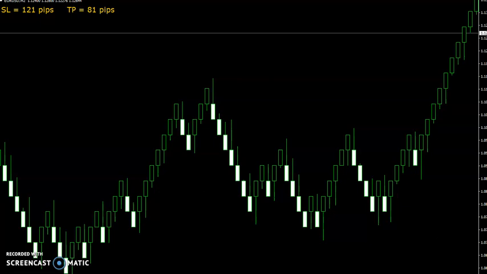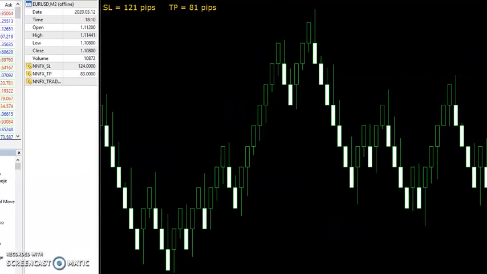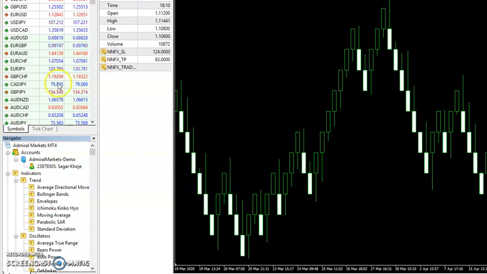So what you do is go to your MT4. Let me just move it over here. Really sorry about the moving screen. I know it must give you a headache, but that's the only way I know how to do it.